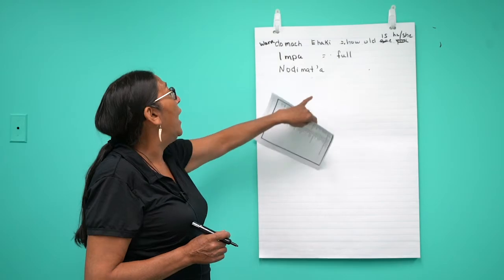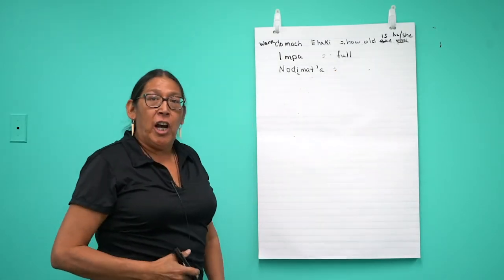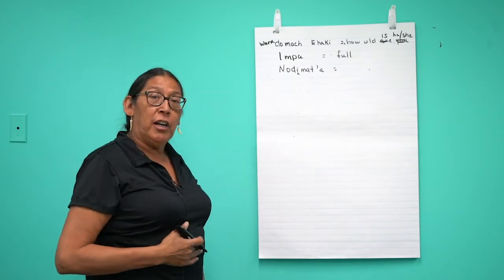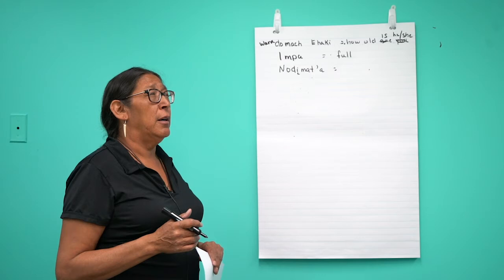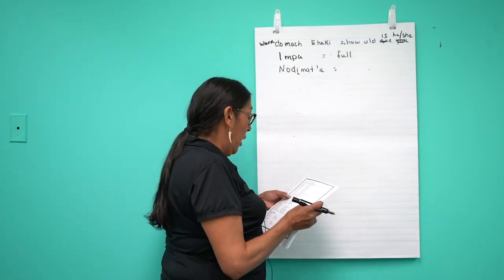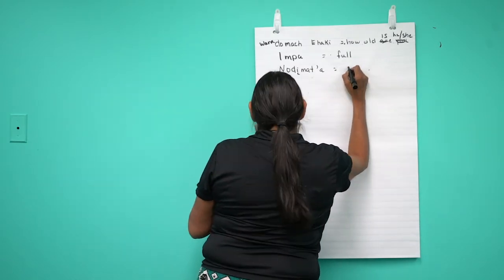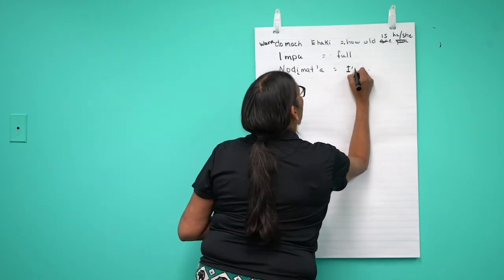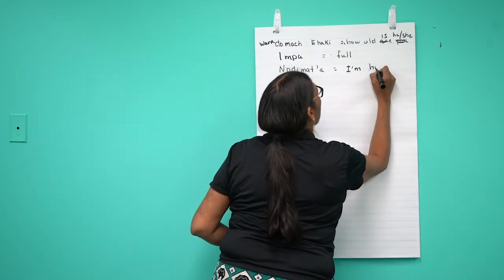No dimat a. I am very, very hungry. No dimat a. I was very hungry yesterday, Chen. Chen, oda. Oda wahambi wagaha. I was very hungry yesterday, so I made lots of soup. No dimat a. I'm hungry. This is me. I'm no dimat a. I'm hungry.